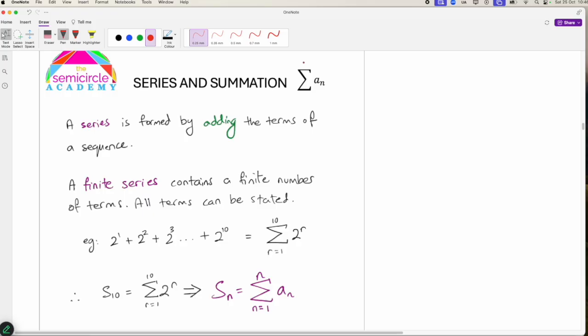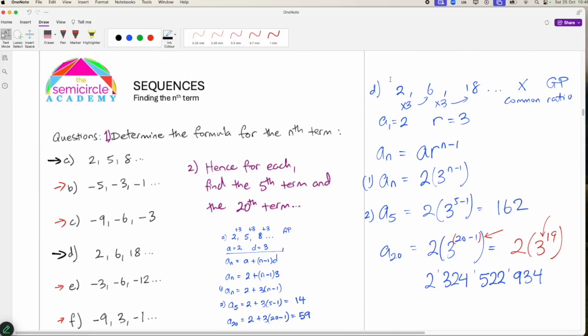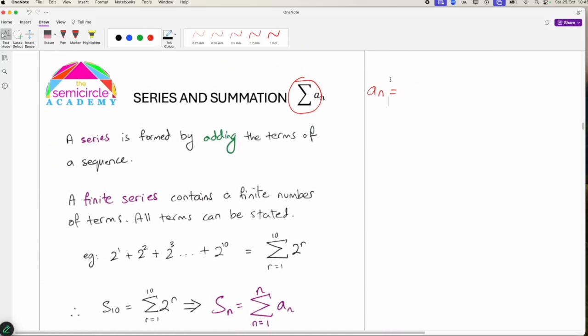Series and summations. This sign is the summation sign. Just like how we can have a to the n being 2, 5, 8, dot dot dot, and this is just a sequence of numbers all connected by a rule, now we can have the summation, and that is what this sign means, the summation of that sequence, which will now be this. And that is what we're going to talk about now.